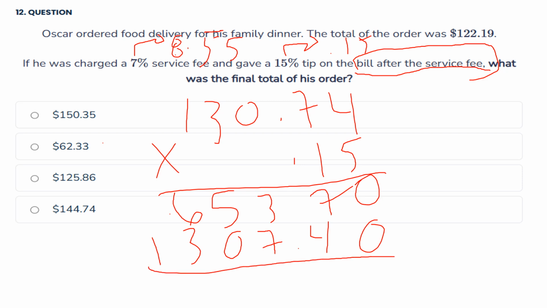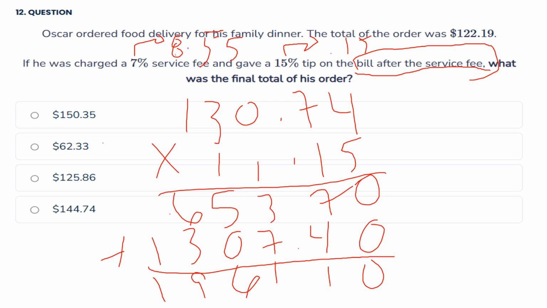All right, now I do my addition. So I have 0. 7 plus 4 is 11. Carry the 1. 1 plus 3 is 4, plus 7. 4 plus 7 is 11. 1 plus 5 is 6. 6 plus 0 is 6. 6 plus 3 is 9. And then 0 plus 1 is 1.